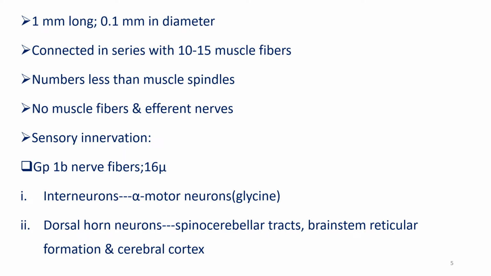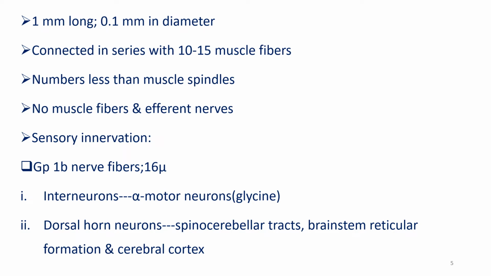One more difference is that there are no muscle fibers in the Golgi tendon organ, while there are intrafusal muscle fibers in the muscle spindle. The muscle spindle has efferent control by gamma motor neurons, while the Golgi tendon organ doesn't have any efferent control. But the similarity is that they have a sensory innervation. The impulses from the Golgi tendon organ are mediated by group 1B nerve fibers, which are rapidly conducting, large diameter, about 16 micron.